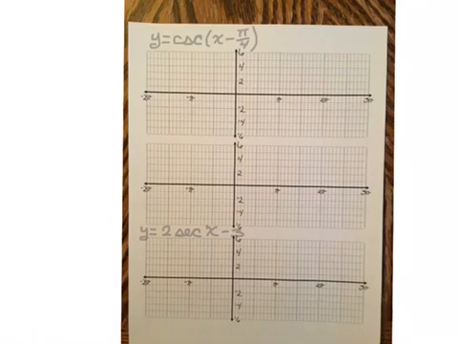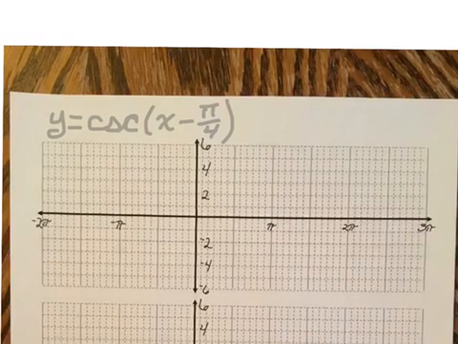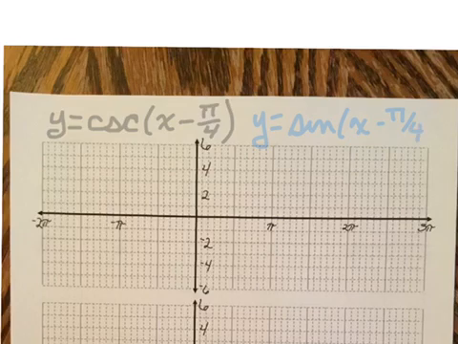So the first thing that we need to do is to rewrite our equation, and we want to graph the reciprocal function of this first. So let's do that. Let's first write it. Y equals sine x minus pi over 4.